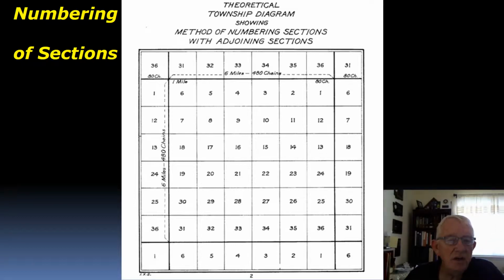Now you'll see all these numbers that are around our township. Those are the sections of the townships that meet the township we're looking at. You'll also notice that it says that each section is 80 chains or 1 mile, and 6 miles is 480 chains. And a township, as we know, is 6 miles by 6 miles. So that's what it looks like. That's the typical numbering of a township.